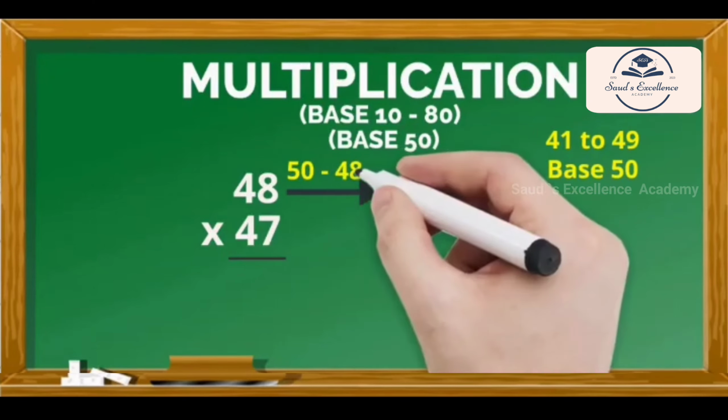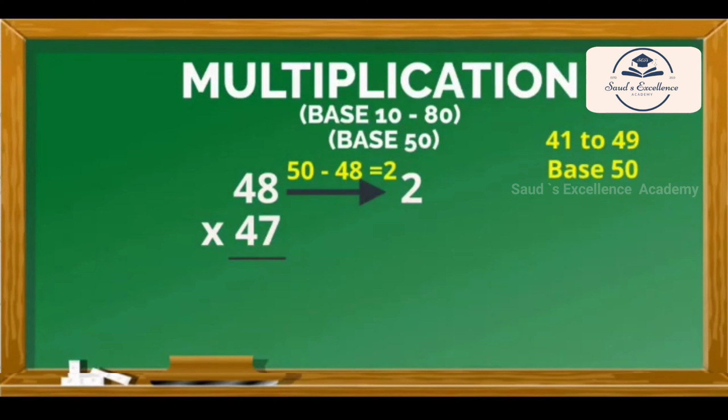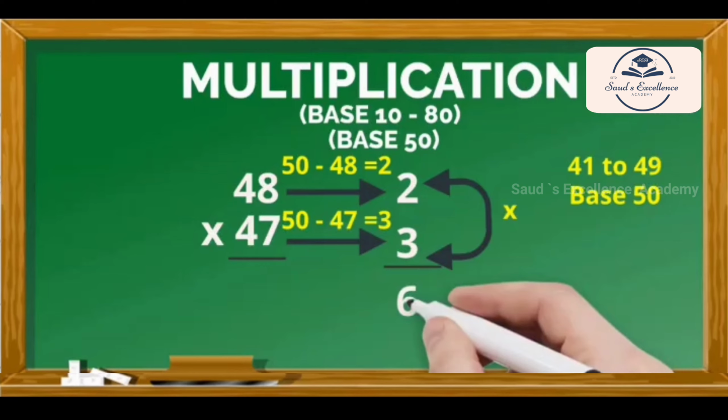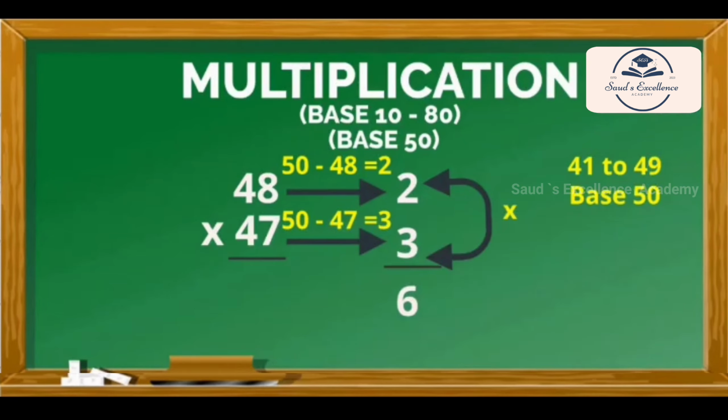First step, we subtract the first number 48 from the base 50, equal to 2. Next we subtract the second number 47 from the base 50, equal to 3. Now, we multiply both digits, 2 into 3 equal to 6. We write 6.